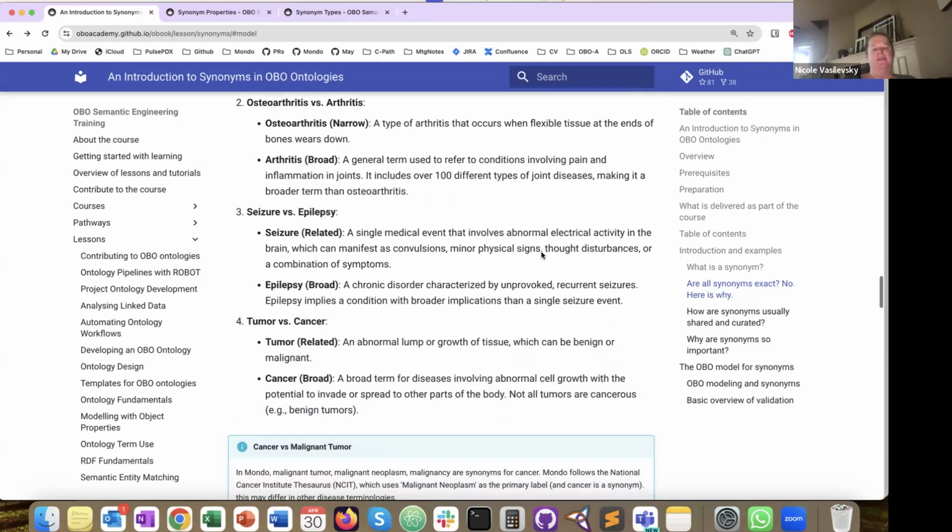Other examples include osteoarthritis versus arthritis. So osteoarthritis is more of a narrow synonym. This refers to the type of arthritis when the flexible tissue at the end of the bone wears down. So this is more of a bone disorder, whereas arthritis is a more general term that includes osteoarthritis, and refers to pain and inflammation in the joints. It should be noted that there are about 100 different types of joint disease, making this broader than the more specific type of arthritis, osteoarthritis.